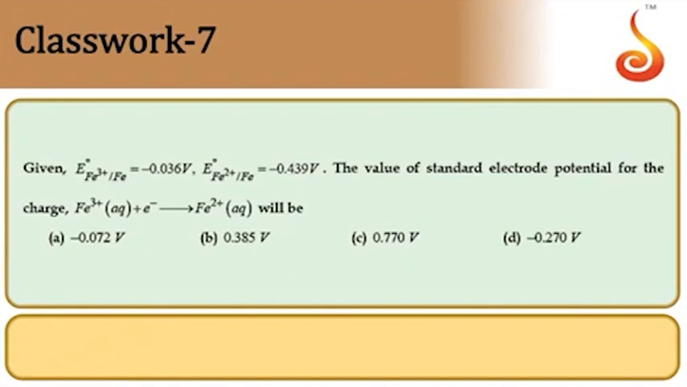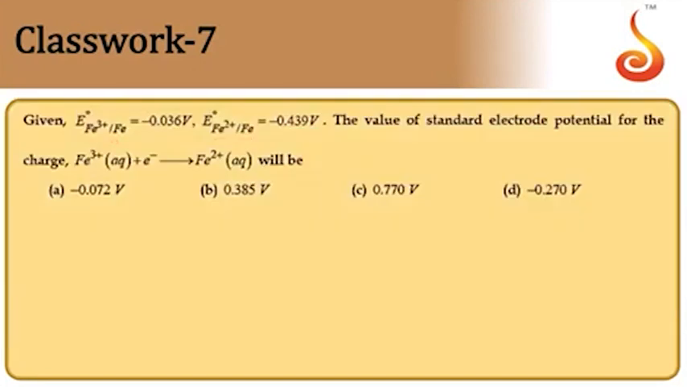the SRP of Fe3+ to Fe is minus 0.036, and the potential of Fe2+ to Fe is minus 0.439. The standard potential of Fe3+ to Fe2+ is how much? This can be done by constructing a Latimer diagram. So the Latimer diagram consisting of these three ions: Fe3+ changing into Fe2+, then becoming Fe. So here Fe3+ to Fe.